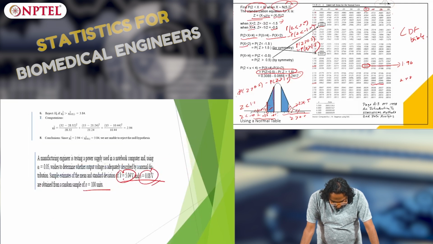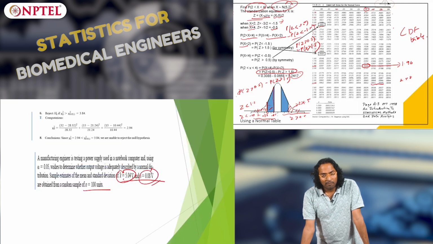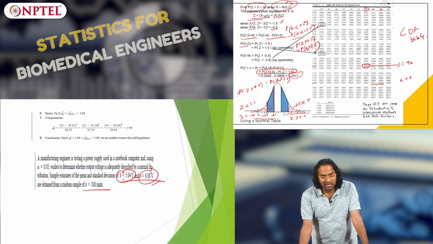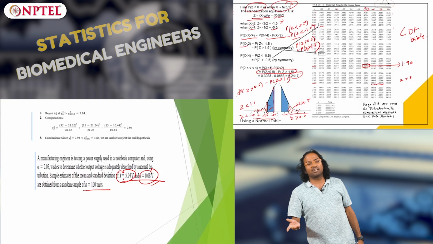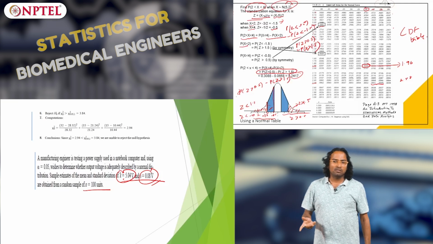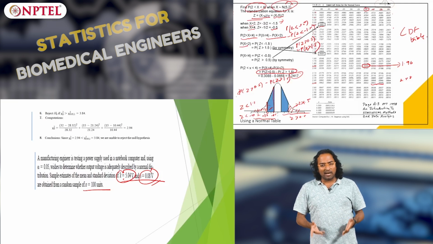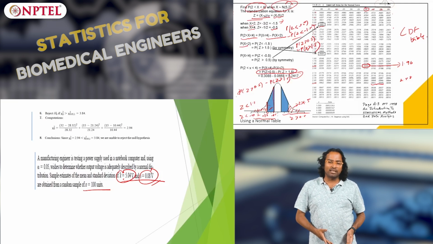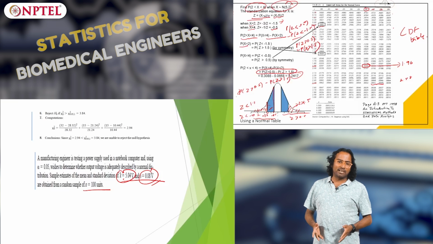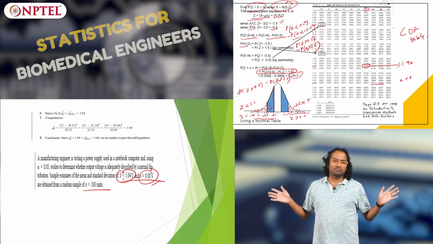Mu has to be assumed to be 5.04 because only x bar is known, mu is not known. So what will I do? I have to assume mu to be 5.04, because I have given only the sample parameters. I will assume those to be the population parameters and then ask whether the underlying distribution is normal with mean 5.04 and standard deviation 0.08 or not. That is the question.